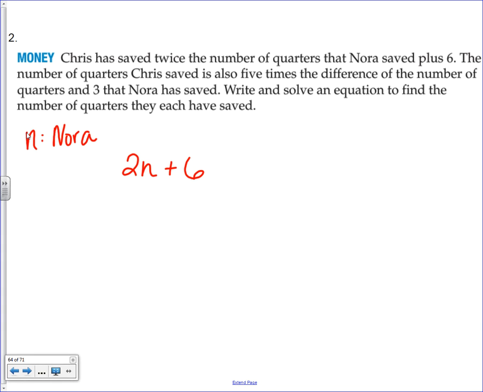This is Chris, right? It also tells me that Chris saved 5 times the difference. How do I show 5 times the difference? With a subtraction in that parentheses, right? The difference of what, folks? The difference of quarters and 3 that Nora saved. How many quarters did Nora save?